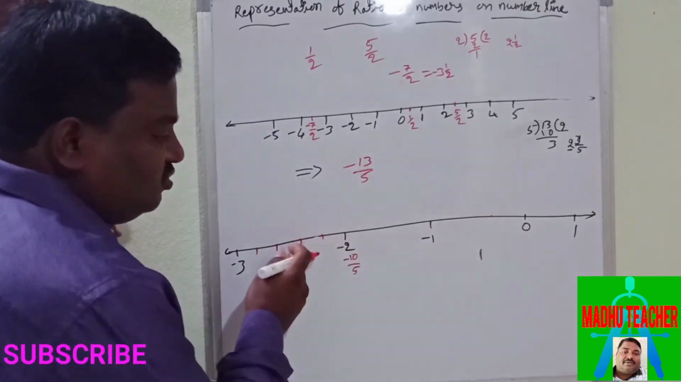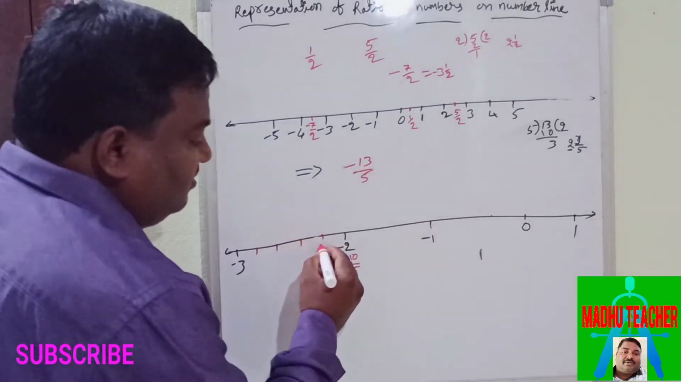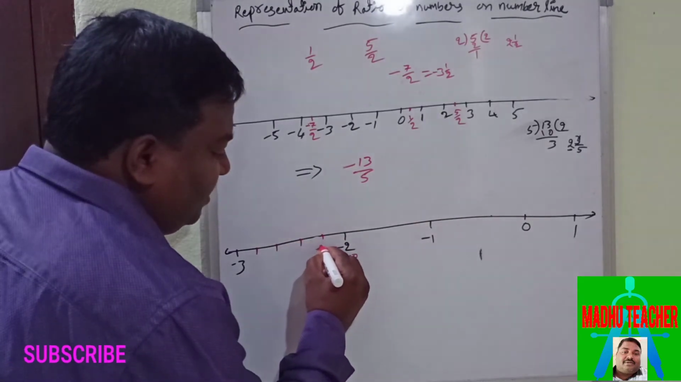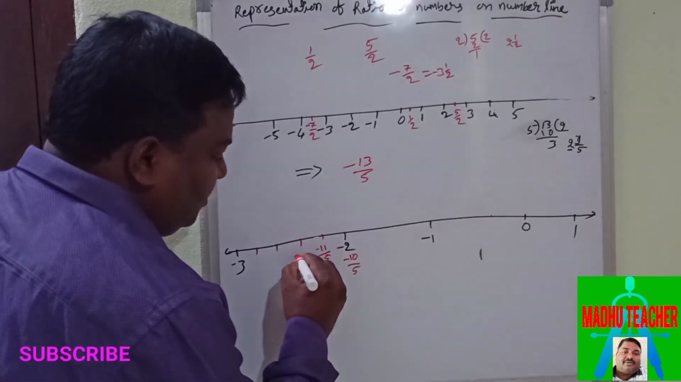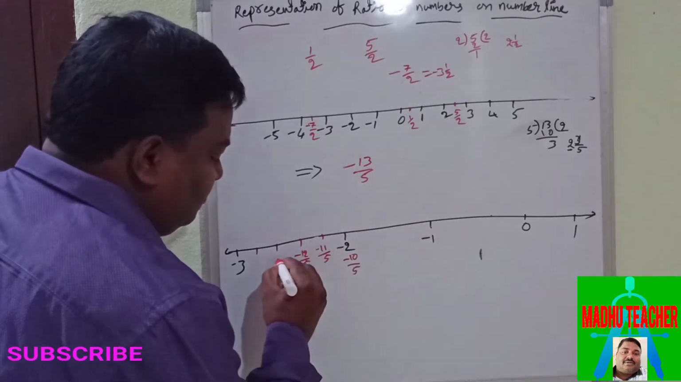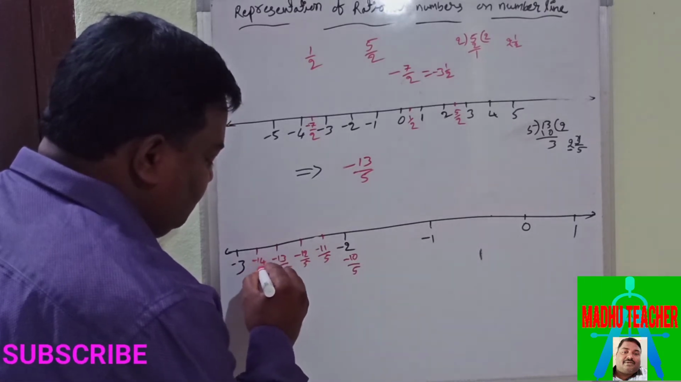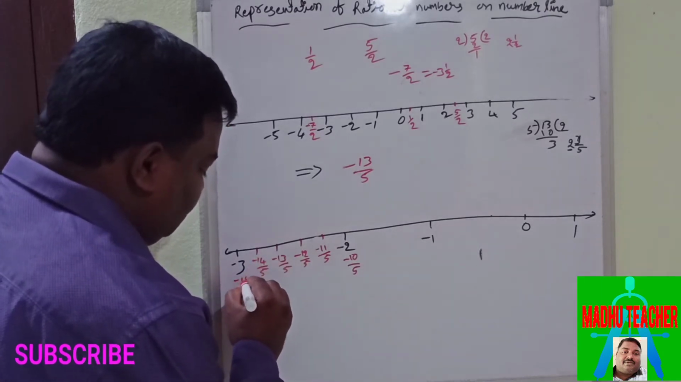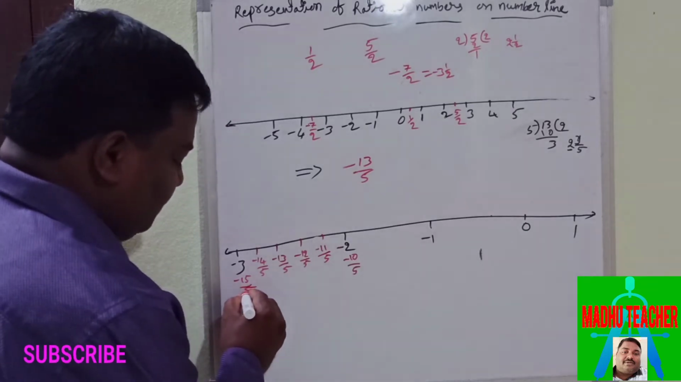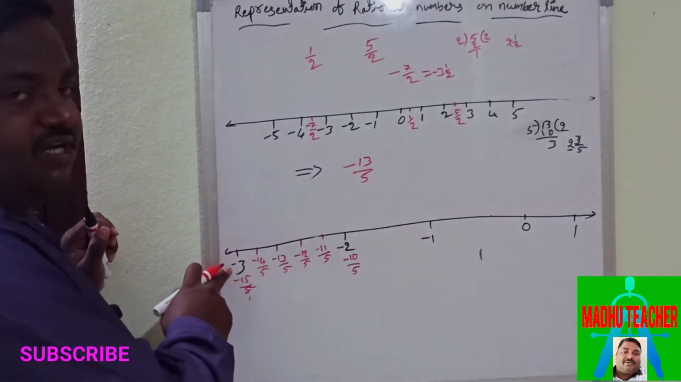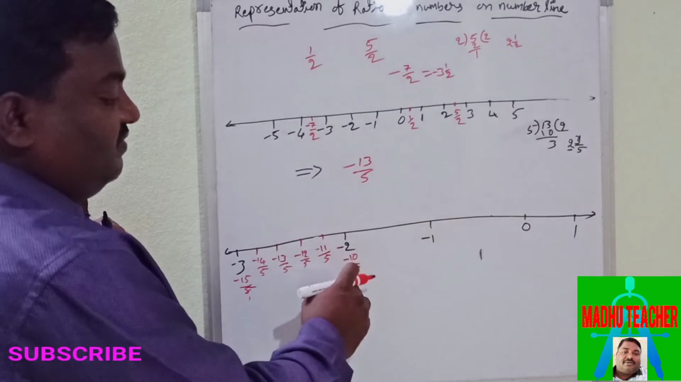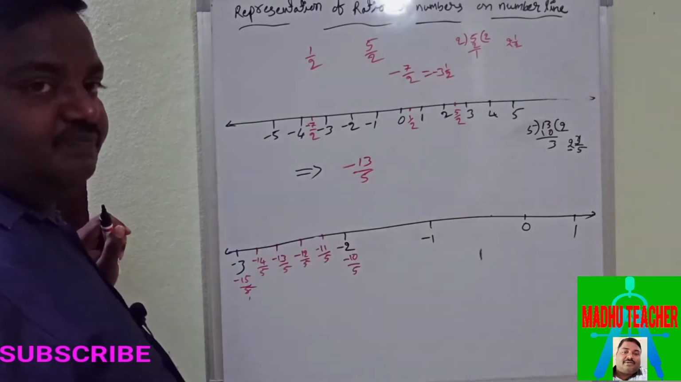By taking -10. Then going to left side, this should be increased: -11 by 5, -12 by 5, this is -13 by 5 and -14 by 5, so it is -15 by 5. See here, 5 1s are 5, 5 3s are 15, we'll get again -3. Here also 5 2s are 10, we'll get -2.